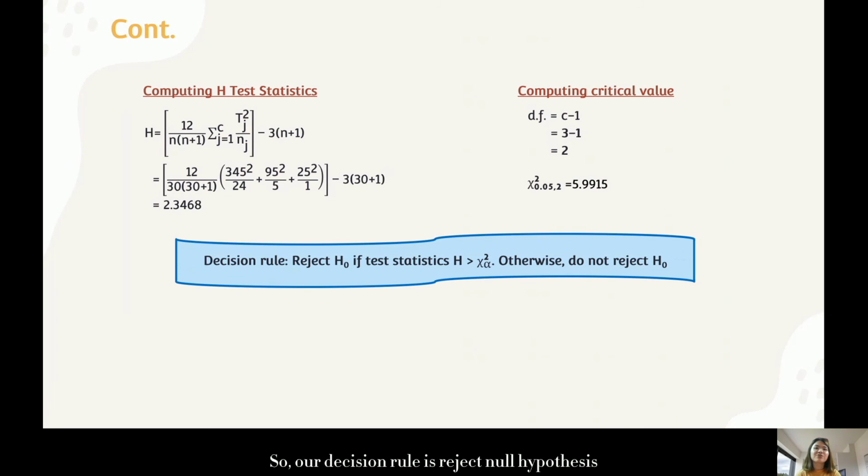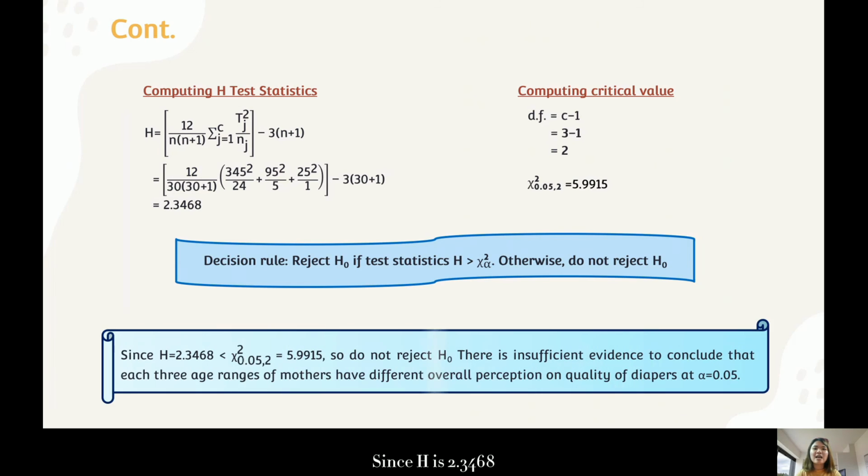So our decision rule is reject null hypothesis if test statistic H is larger than the critical value. Otherwise, do not reject the null hypothesis. Since H is 2.3468 is smaller than the critical value, which is 5.9915, so do not reject the null hypothesis. Therefore, there is insufficient evidence to conclude that each of the 3 age ranges of mother have different overall perception on quality of diapers at 5% level of significance.